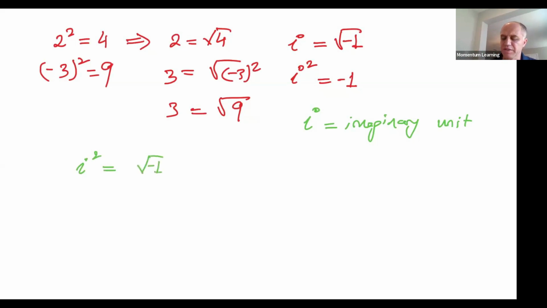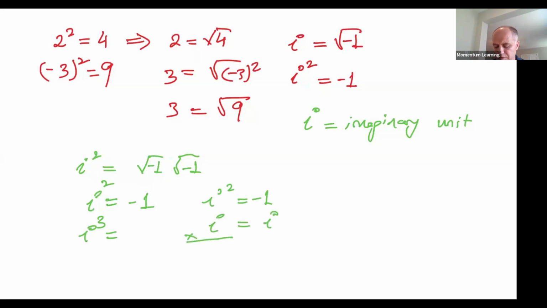Let's expand this one. I is the square root of -1, so I squared will be the multiplication of square root of -1 and square root of -1, which is equal to -1. If I take some powers of that unit, for example, what about I cubed? We multiply I; I squared is -1. If I multiply each side by I, that turns out I cubed. So negative one times I will be negative I.